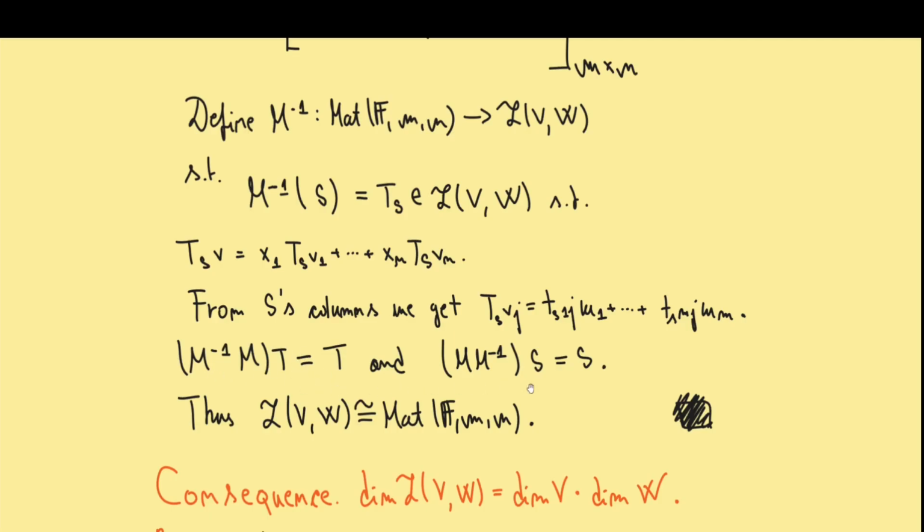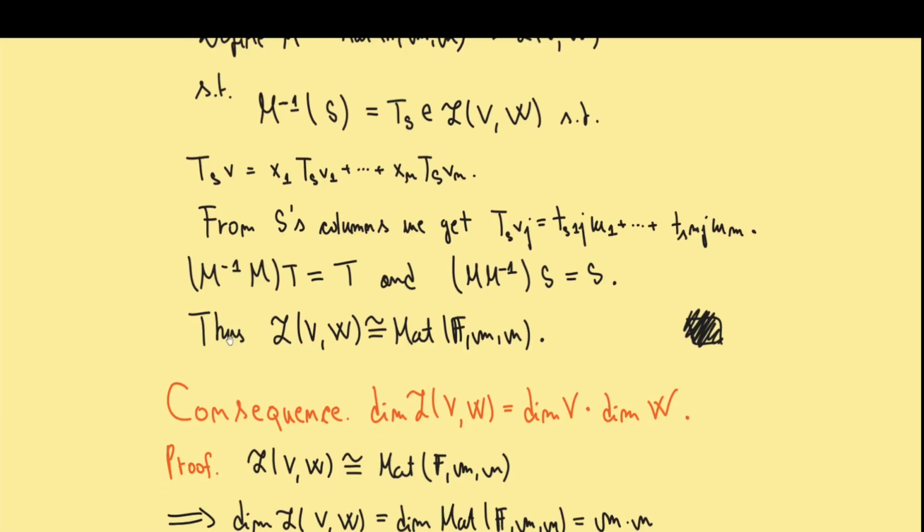So it's the identity. And same here. So if I give you some matrix, I get some T from it with the appropriate images of the basis vectors, and then M will just take those coordinates and put them back into a matrix, and that will be equal to S. So these two hold. Thus, our space of linear transformations from V to W is isomorphic to the space of matrices of these dimensions.